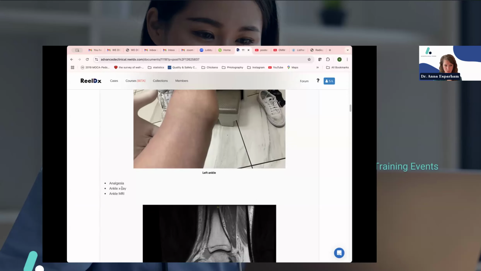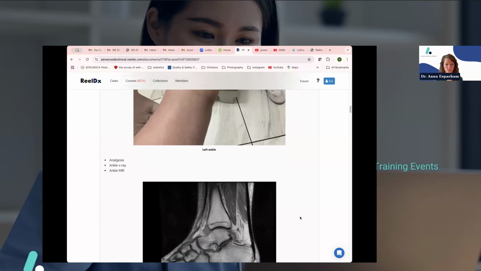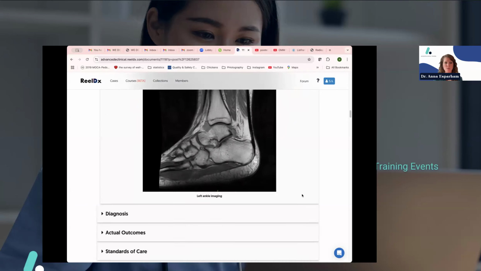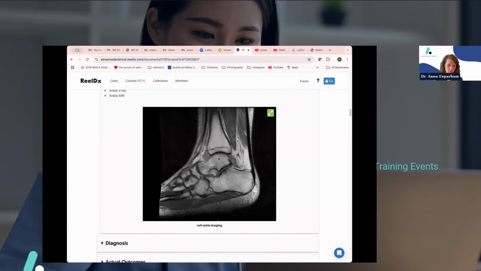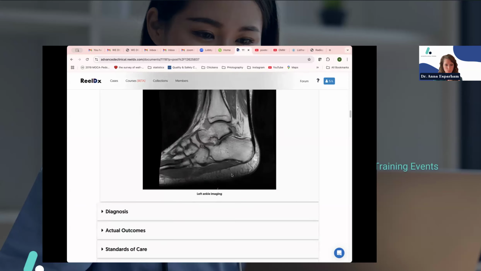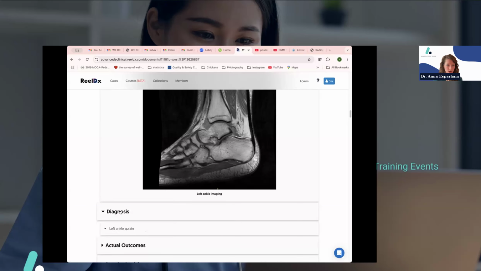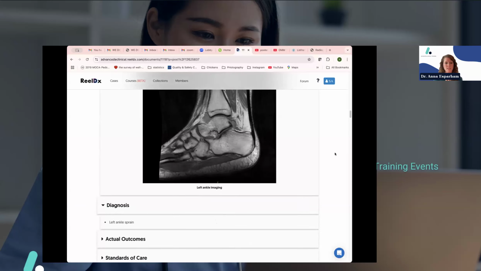They did get an ankle x-ray and an ankle MRI. It was likely that they didn't need to, but again, medicine is not perfect. No one does it just according to every single guideline because patients don't always present that way. Here is a lateral view of the MRI that they got done, and it doesn't really show anything at all. This is just one picture. You usually look at a whole bunch of different slices of the MRI. And so the ultimate diagnosis is left ankle sprain.